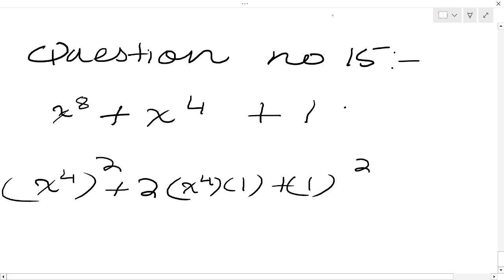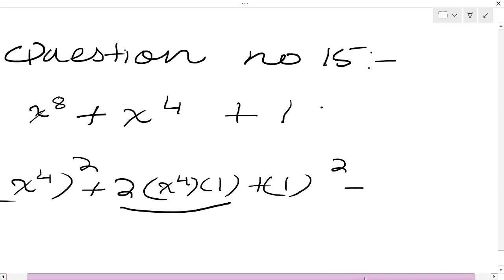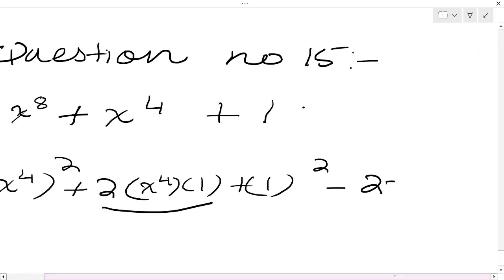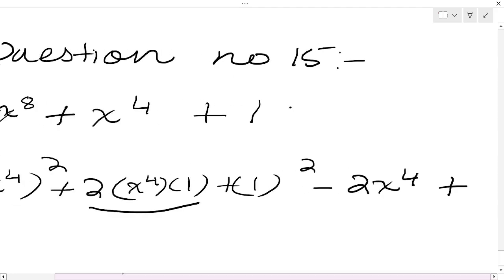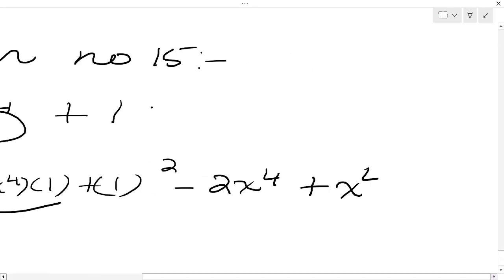Now what will I do? I will write minus here, and then this completed form of 2ab, which is 2x^4. After I have written this, then in the end I will write plus, and what will I write with plus? x^4 as it is. So I'll just write here x^4.